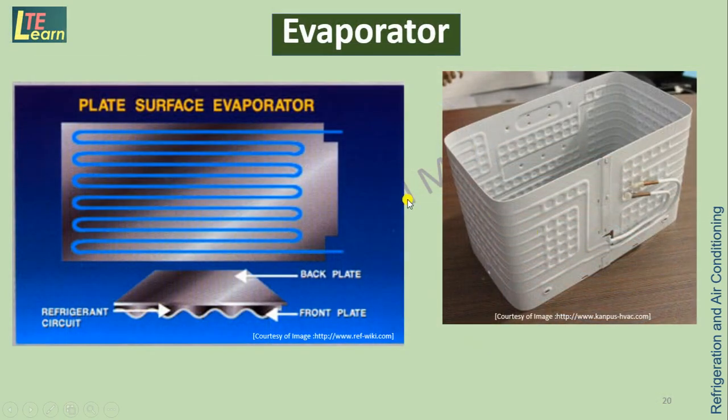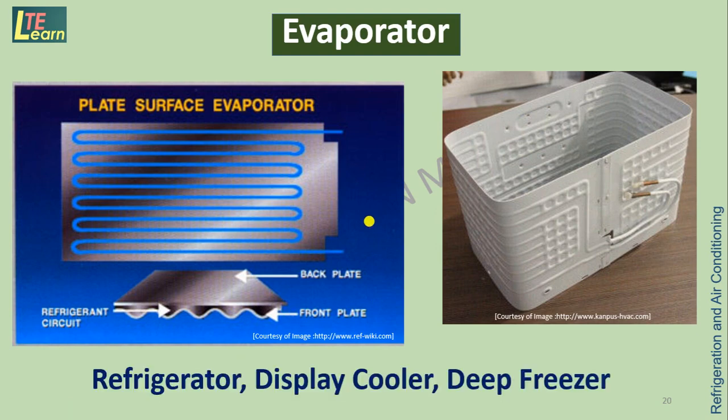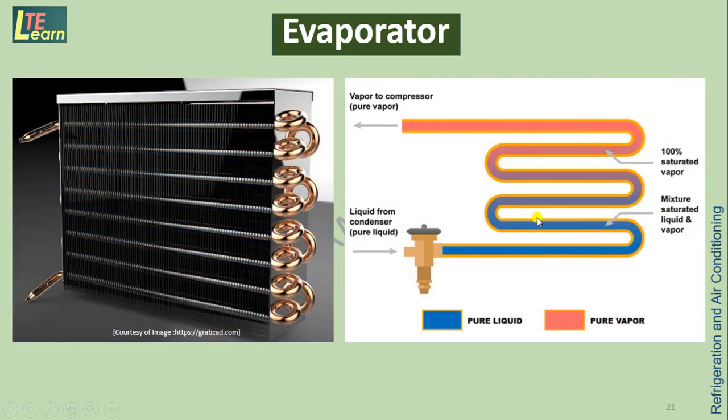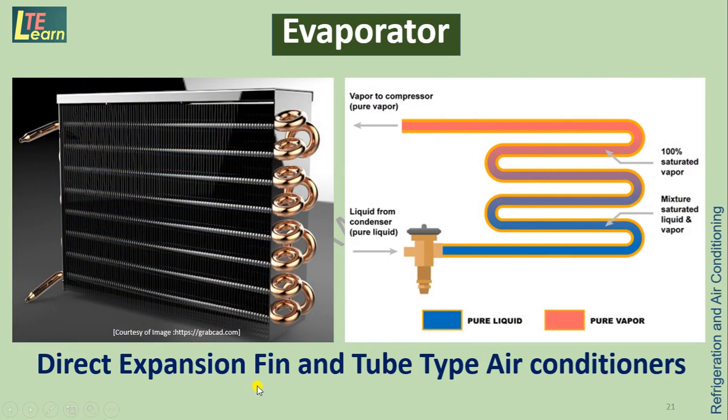Evaporator is used to absorb heat from the space to be cooled. So here is a plate surface evaporator which is used in refrigerator, display cooler, deep freezer, etc. This is another type of evaporator, that is direct expansion fin and tube type, which is used in air conditioners. In this case, this is a tube which is surrounded by the fins in order to increase the heat transfer rate.